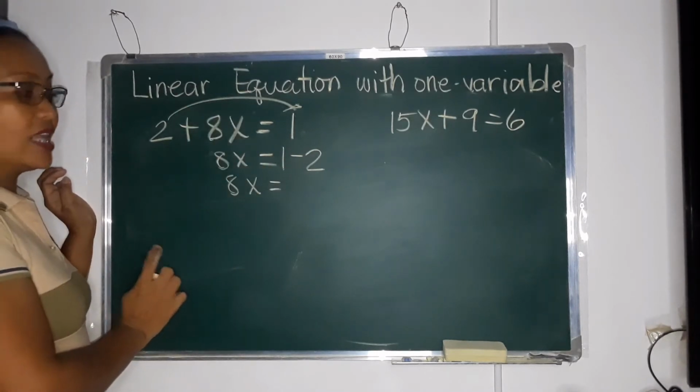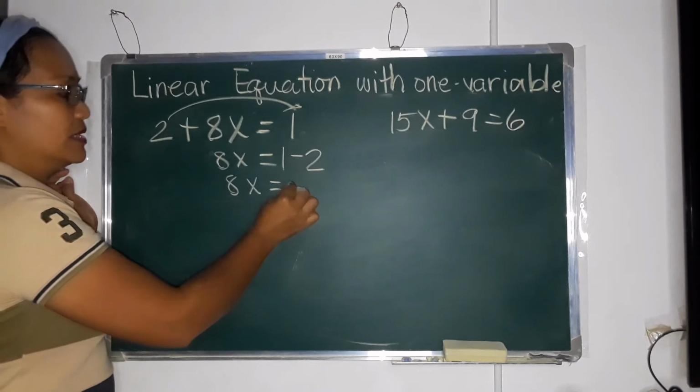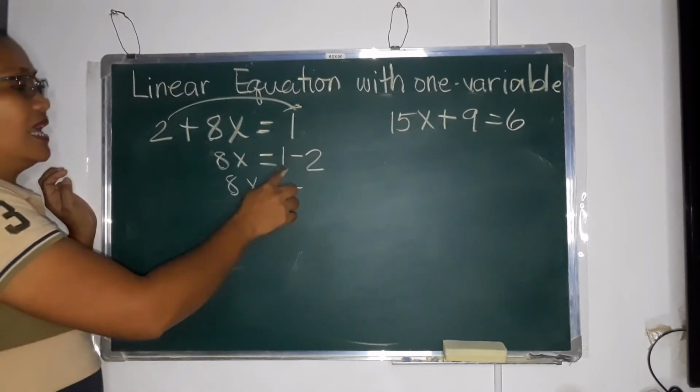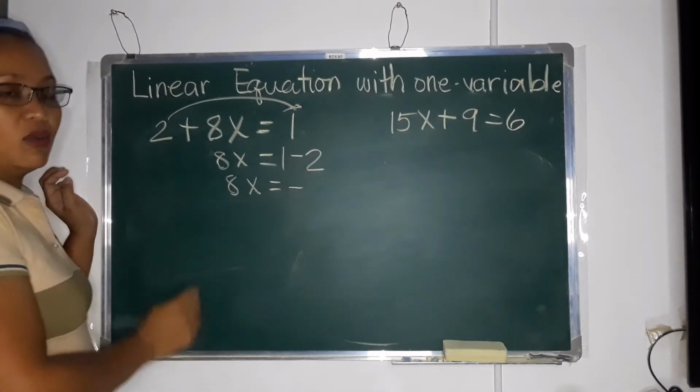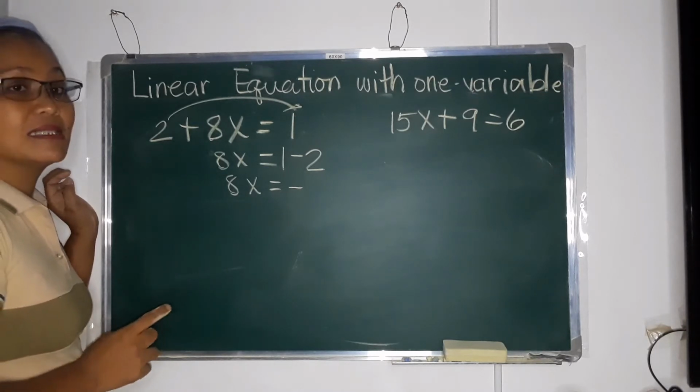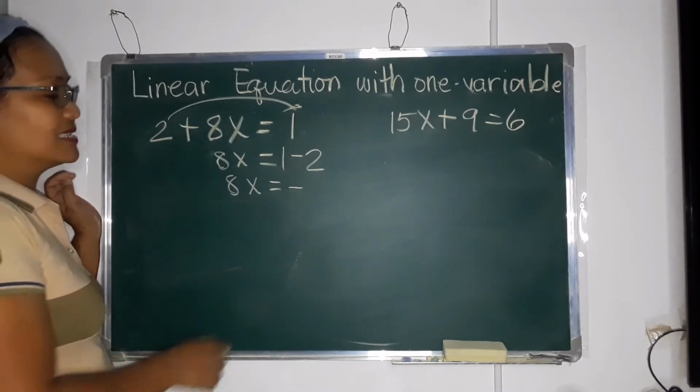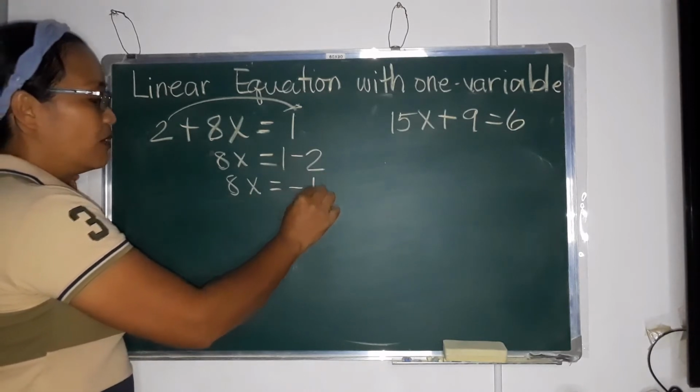So copy the sign of the greater value. We have 2, so negative. Then 2 minus 1. Why are we going to subtract? Because they are unlike signs. So 2 minus 1, we have 1.